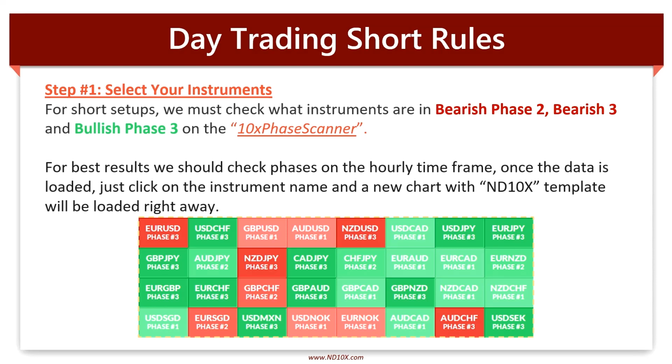Once the data is loaded, just click on the instrument name and a new chart with the 10x template will be loaded right away. So in this case, we would select the Euro USD because it's phase 3 bearish. Then we have the dollar Swiss franc that's in bullish phase 3. Pound dollar, Aussie dollar we can skip because they are both in the bearish phase 1. But we can select the Kiwi dollar because it's phase 3 bearish.